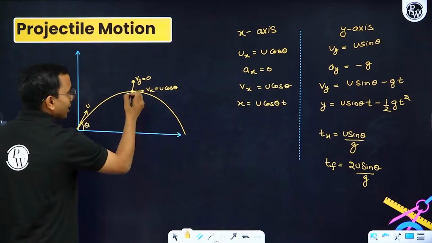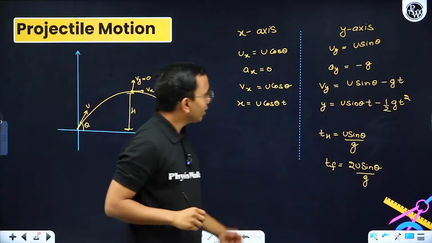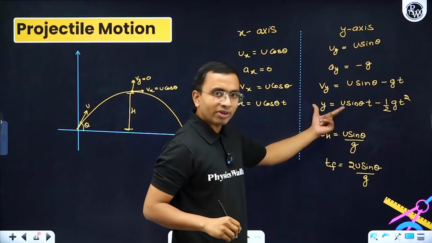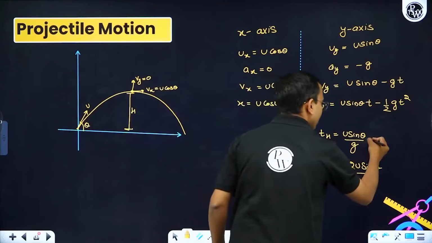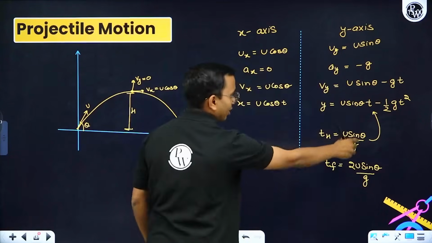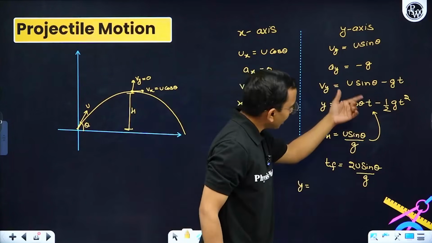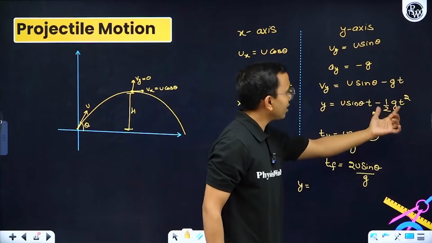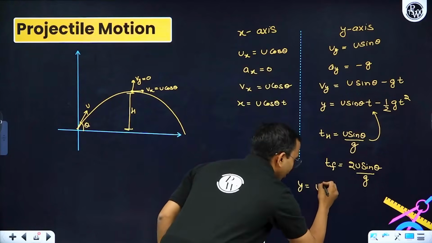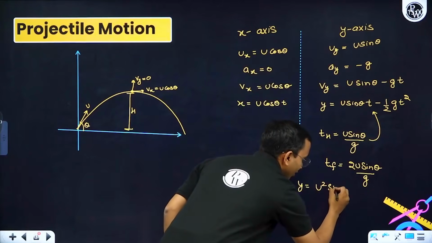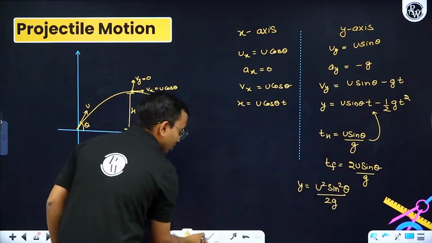How much is this h max? This height, how much is this h height? So I know the t, I need to find the y value. What is y at this time? I'll put t here to get h. And if you put t, what will it become? Y is equal to u sin theta t minus half g t square, with t as u sin theta by g. So what will it become? U square sin square theta by 2g, and this becomes my h.